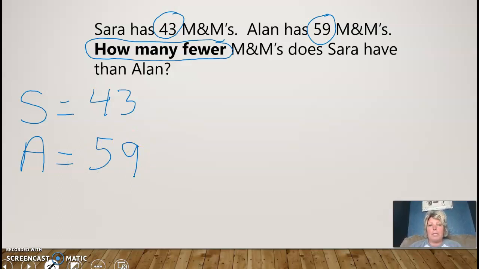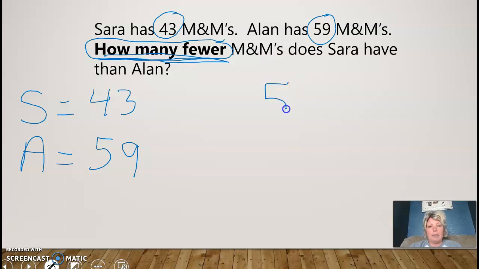Well, remember from the beginning, we said when we're going to look for how many more or how many fewer or less, we're going to subtract. And when we write out a subtraction problem, we always write the larger number up on top. So right now, will you pause the video and will you write your subtraction problem for this story problem?